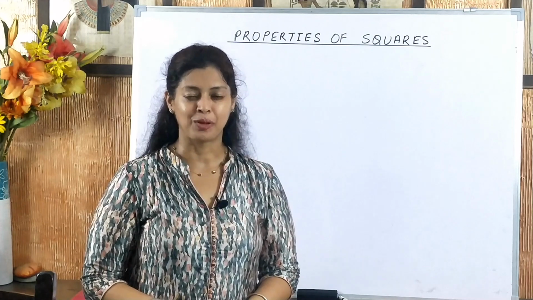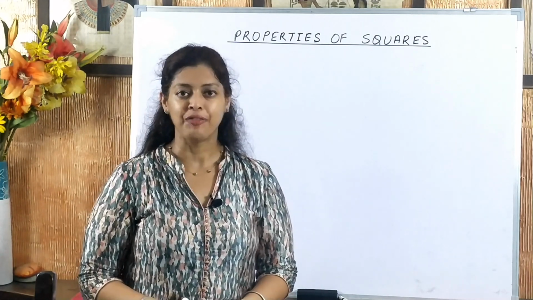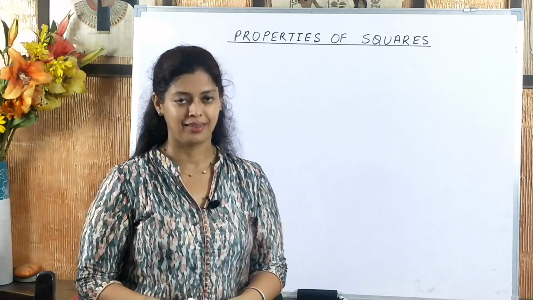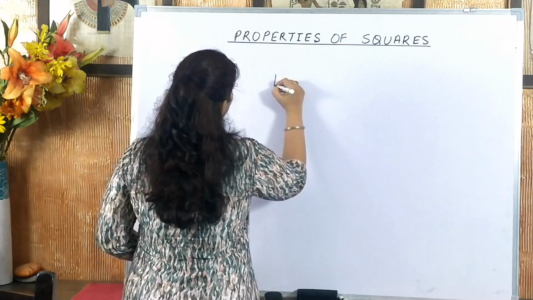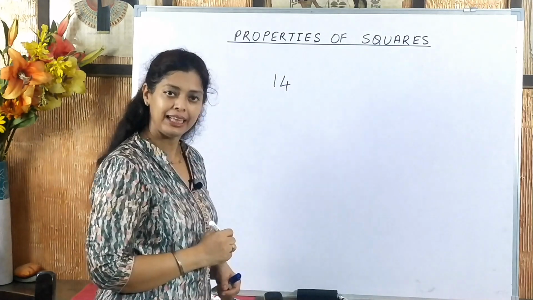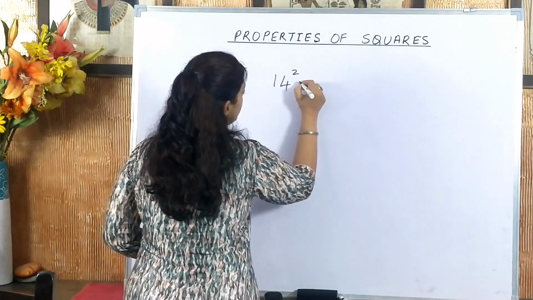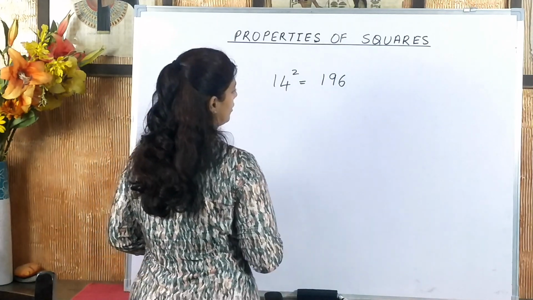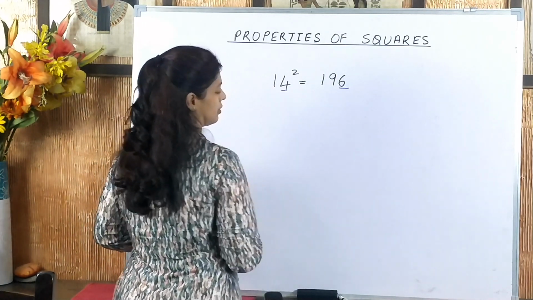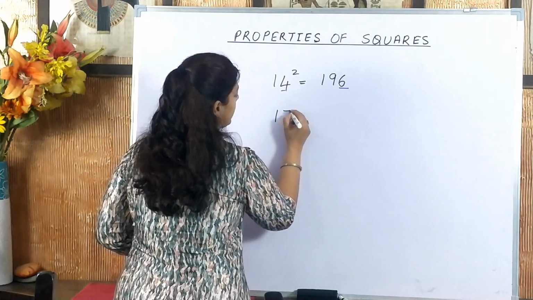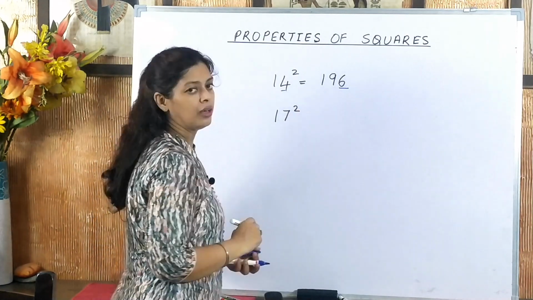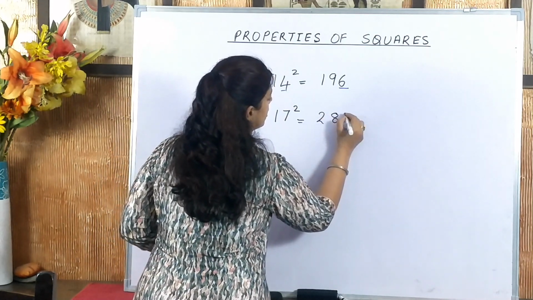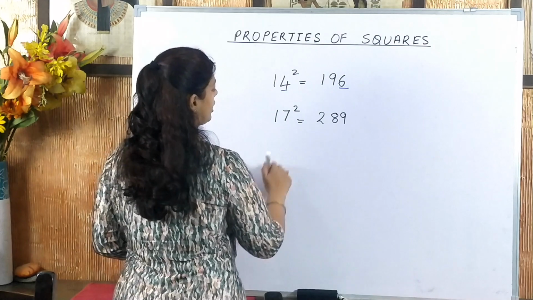Another interesting point about squares is that squares of even numbers are always even and squares of odd numbers are always odd. For example, if I take 14, 14 is an even number and square of 14 is 196, which is an even number. And if I take 17, 17 is an odd number and square of 17 is 289, which is an odd number.